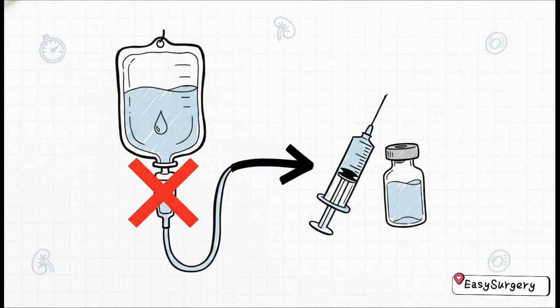Your first move, aggressive IV fluids. If and only if fluids fail, do you bring in the big guns, inotropes and vasopressors like dopamine or norepinephrine.